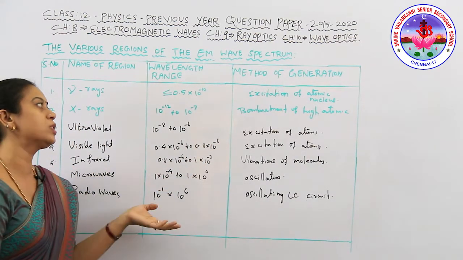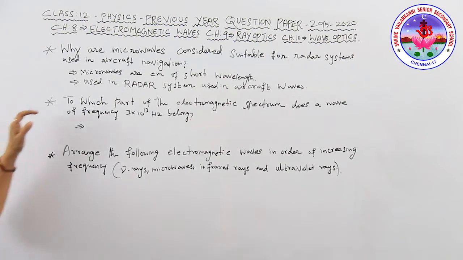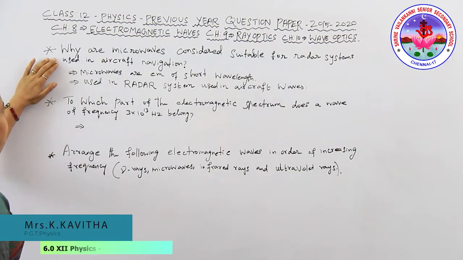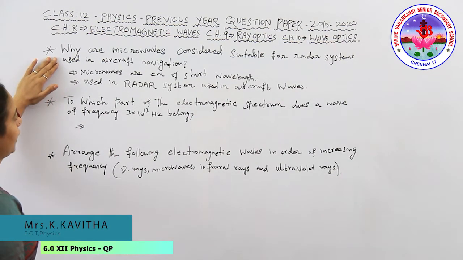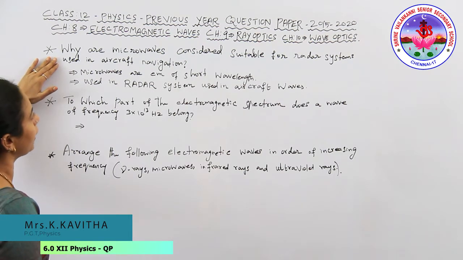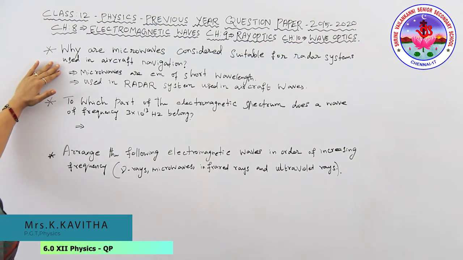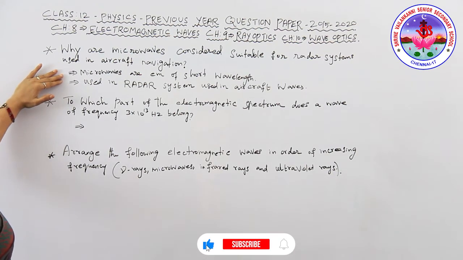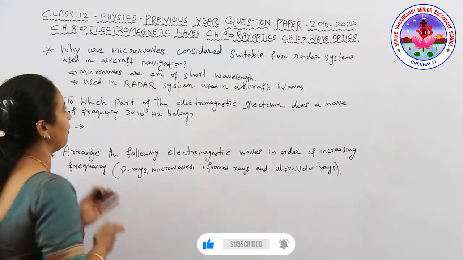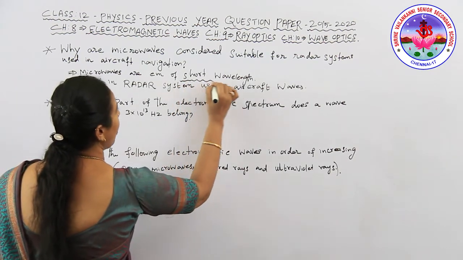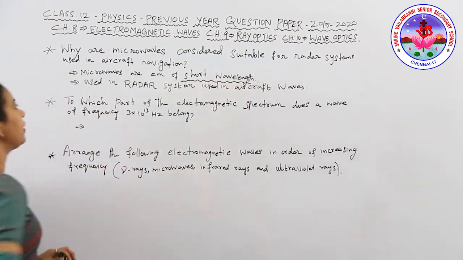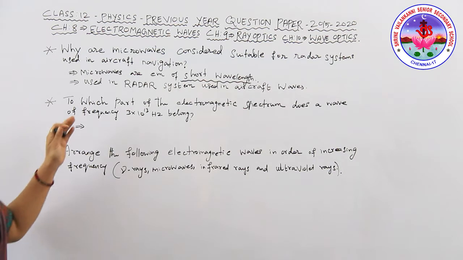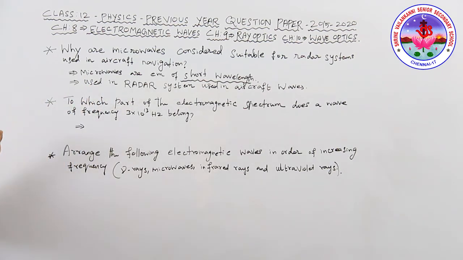Next we will see the uses also. So children, the question is, why are microwaves considered suitable for the radar system used in aircraft navigation? See, microwaves have short wavelength, so only we are using them in the radar system of aircraft navigation, right?